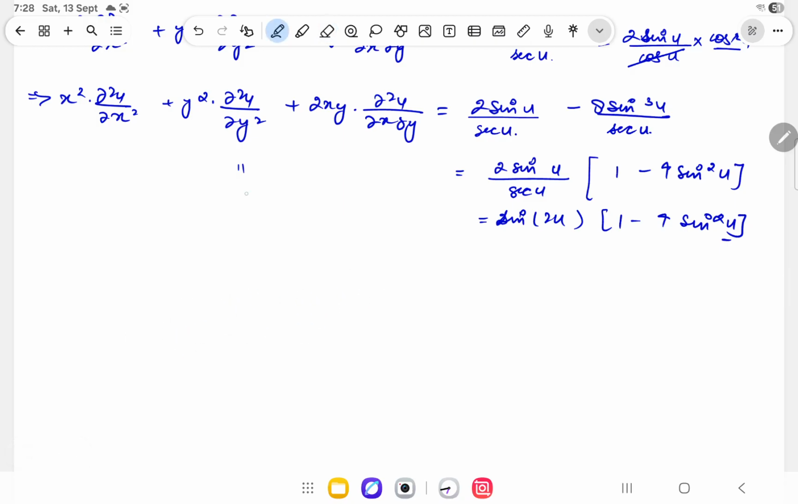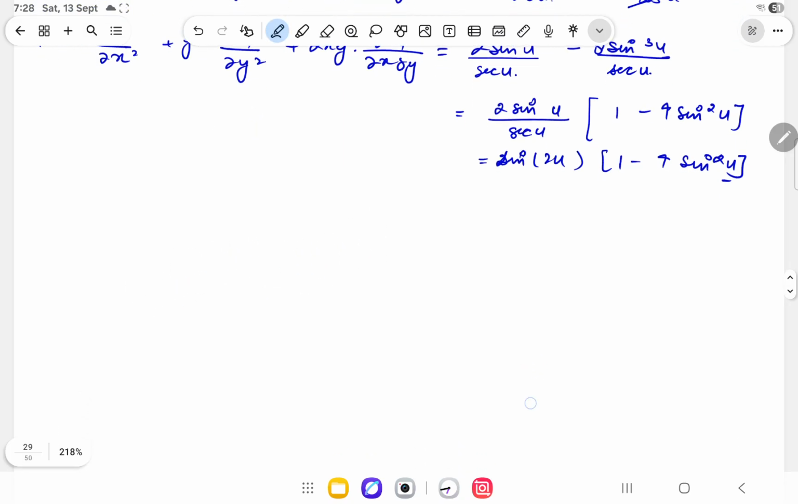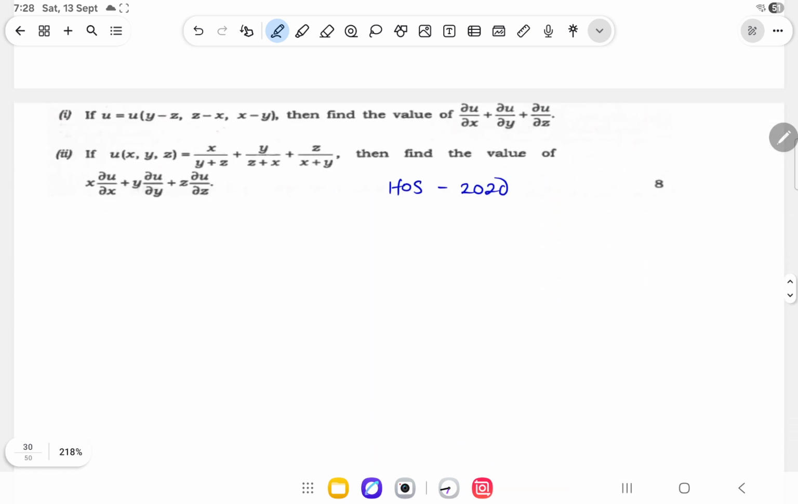So it involves a lot of calculation and there is a possibility that we miss out on some terms. So you have to be very careful while solving this. So let's move on to the next question. The next question says that there are two parts in the next question.